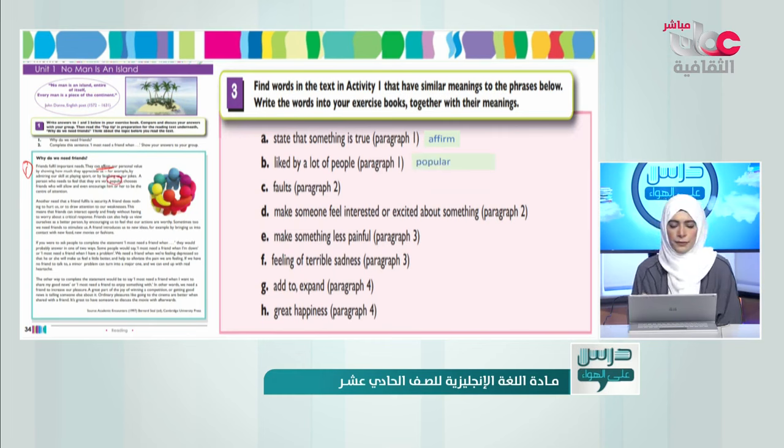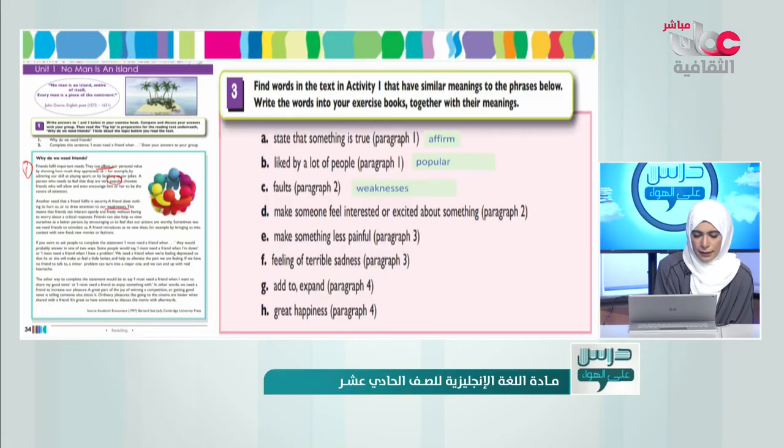False, paragraph number 2, refers to weaknesses, and you can see the answer in line number 2 of paragraph number 2. Make someone feel interested or excited about something. That is in paragraph number 2. Stimulate, and you can find the answer in the same paragraph number 2.